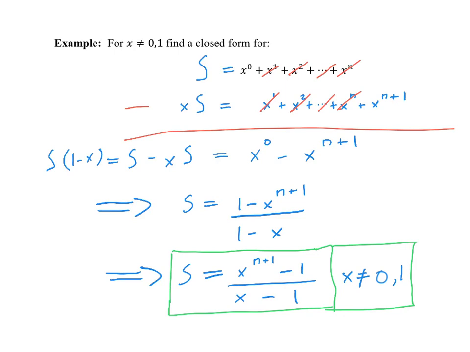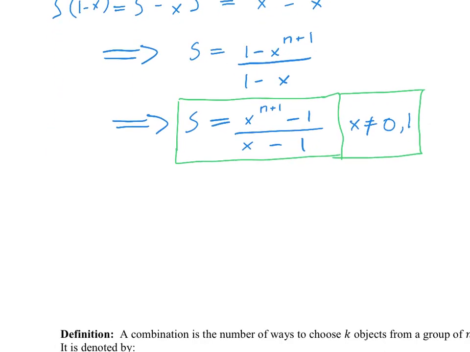Now you might say, it's not even really much of a worry about 0, because if you're taking other powers of 0, you'll just get 0 anyway. And if you're taking powers of 1, you're just going to get 1, and you're going to add the number 1 a bunch of times. So these special cases are not all that interesting. Okay, let's take a peek at our next example.